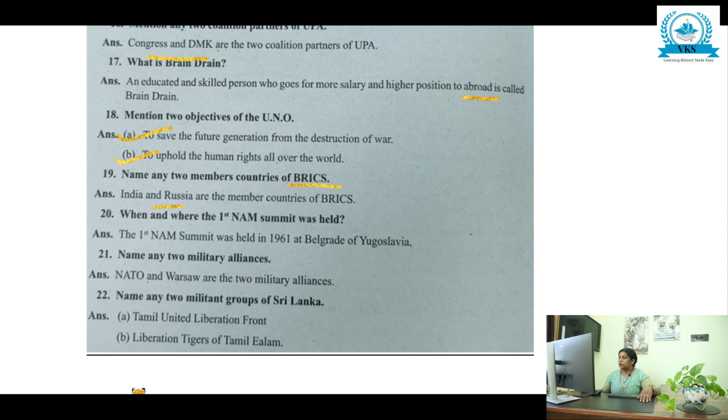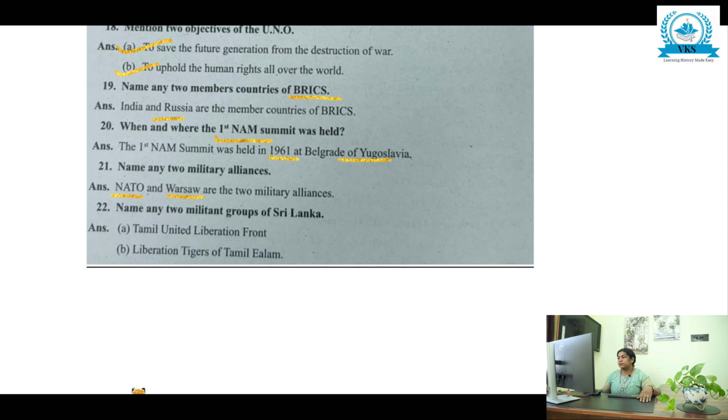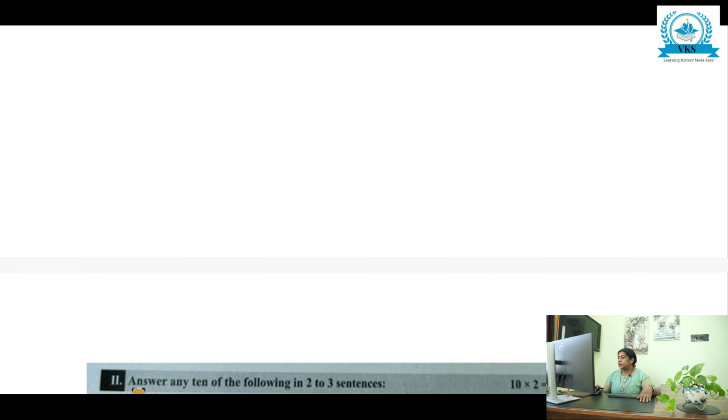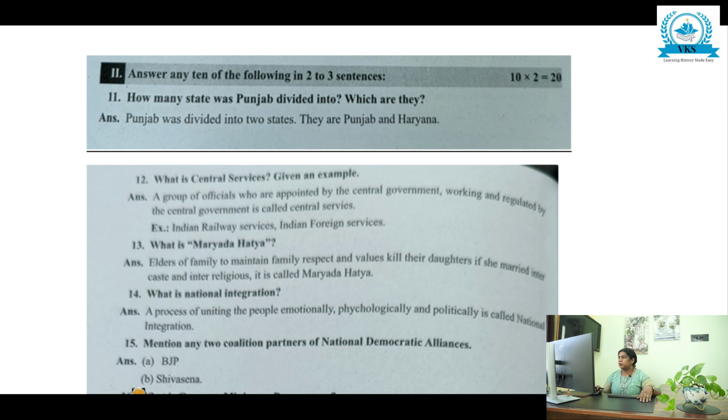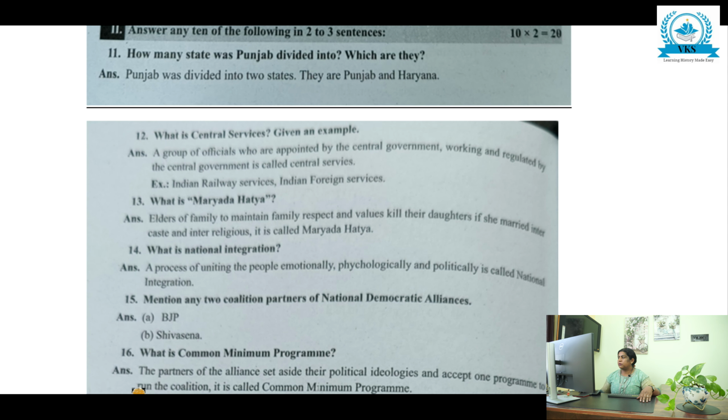When and where was the first NAM summit, that is Non-Alignment Movement Summit held? It was held in 1961, Belgrade, Yugoslavia. Name any 2 military alliances, NATO and Warsaw, that is North Atlantic Treaty Organization and Warsaw. Name any 2 militant groups of Sri Lanka, the Tamil United Liberation Front and Liberation Tigers of Tamil Eelam. Next, how many states was Punjab divided into? Which are they? Punjab was divided into 2 states, that is Punjab and Haryana.